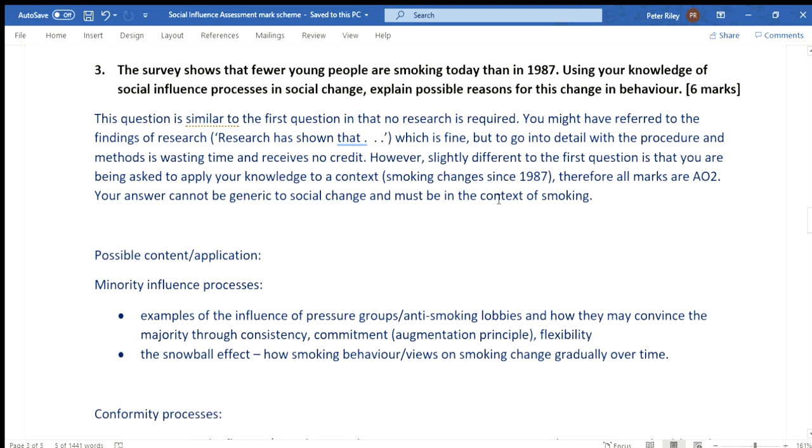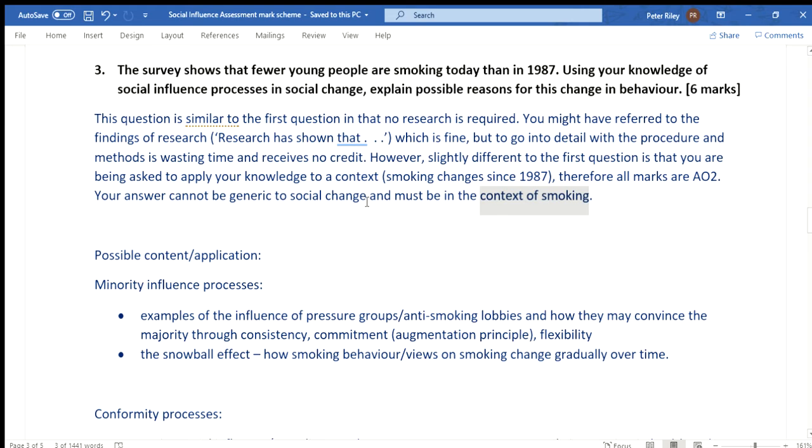But this is slightly different because it's an application question. All these marks are A or 2, which means that we have to continuously talk about the context of smoking. If we just answer or write generic answers relating just to social change, you won't score any marks.